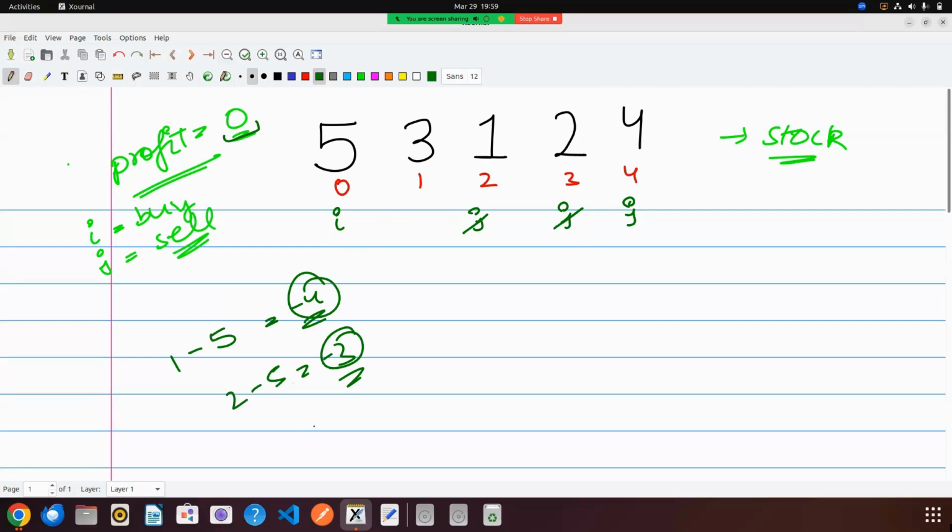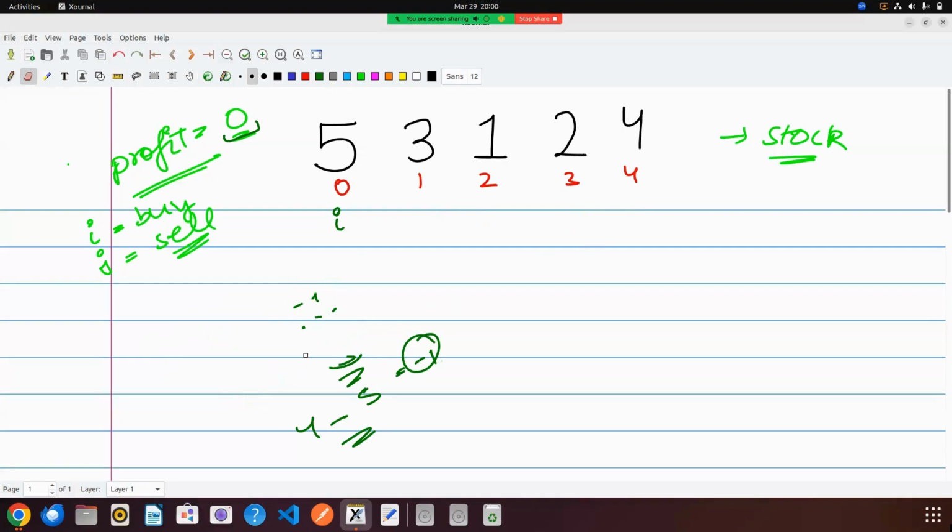Now let's sell it for 4 and buy it for 5. The profit is -1. Again, it's a loss. Okay, so now our J is exhausted. So in this case, what will we do? We will increment our I. So now let's try to buy it on first and then vary the selling date. So let's buy it on first and sell it on 2. Of course, we can only sell it after buying it, right?